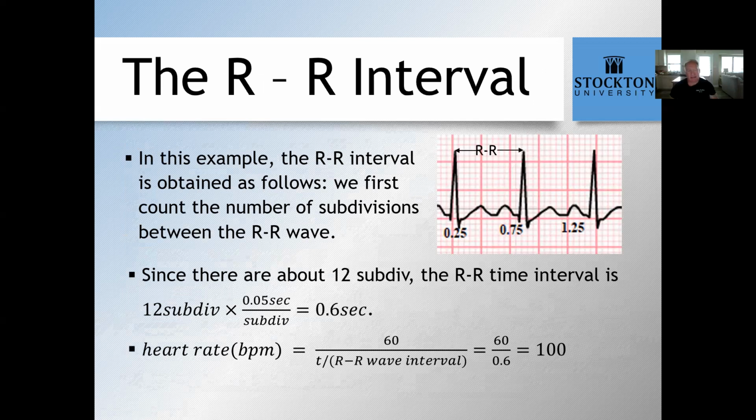So in this example, the R to R interval is obtained as follows. First, we count the number of subdivisions, 12. And we have 12 times 0.05 seconds for each subdivision, which is 0.6 seconds. And then the heart rate, or the beats per minute, is 60 divided by this time interval. So we get 60 divided by 0.6 equals 100.